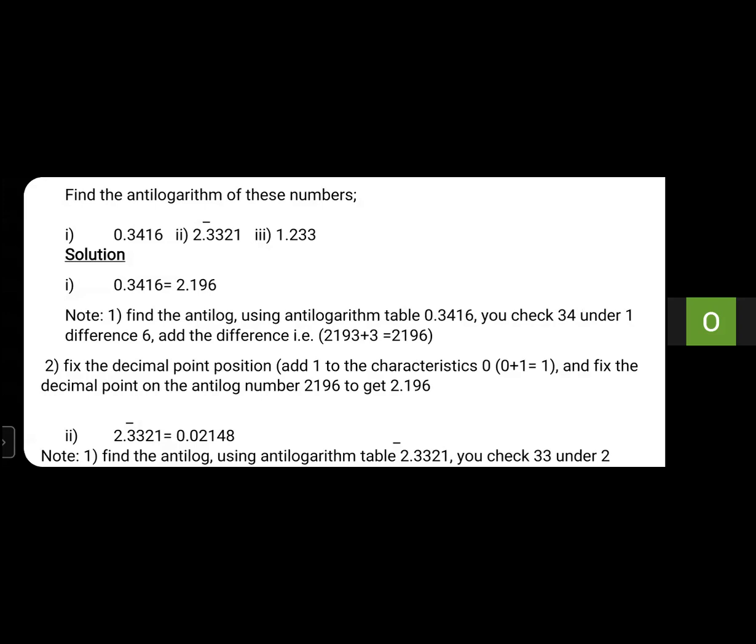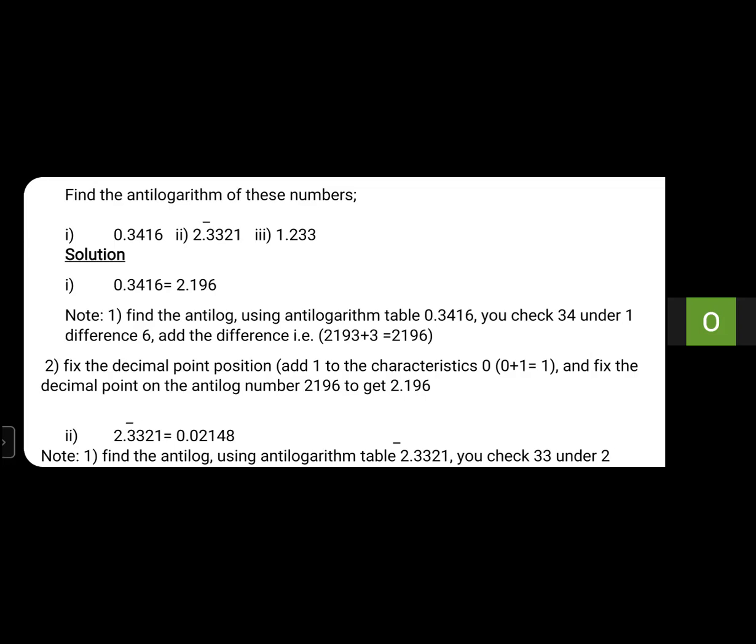Now, in this case, we have our characteristic to be 0, in 0.3416. Add 1 to that 0. That's the normal thing. Don't worry, that's just how it works. You just add 1 to the characteristic of 0, which gives us 0 plus 1 is equal to 1. Do you get that? Yes, ma'am. Having added 1 to the characteristic, which gave us 1, this tells us that on that antilog we already got, 2196 in this case, our decimal point comes after the first digit because we have 1. Do you understand? Yes, ma'am.